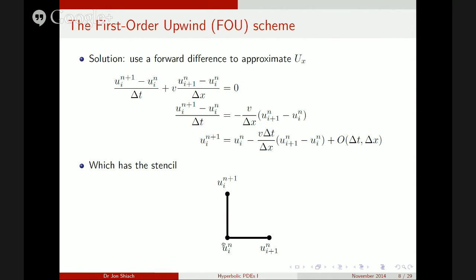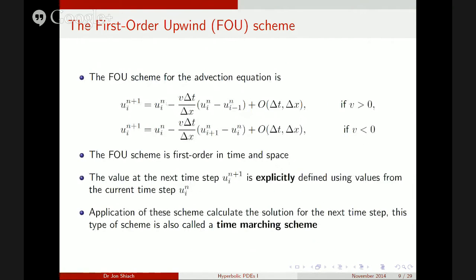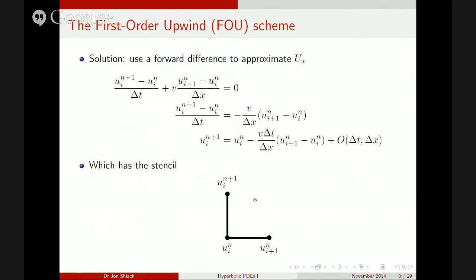This node doesn't know when to change until this node does, and likewise further on down. So if we had a wave coming in from this direction, this node would feel it, or be affected by it, before this node is. That's why, if I go back a slide, this one is when v is positive, so the wave comes in from this direction, and this one is when v is negative. So the first order upwind scheme depends upon the value of v.